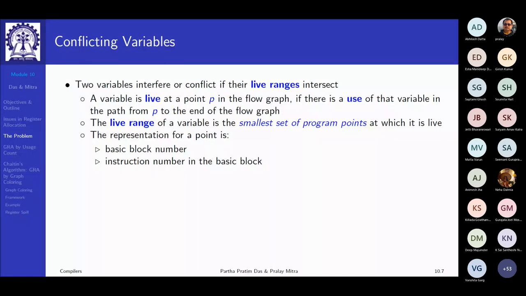So now if two variables' live ranges intersect, that means that there is at least one program point where both of them are live at the same time. And these are called the conflicting variables. Now, how do we represent a program point? It is easy. Every program point will belong to some basic block. So we put the number of the basic block and the serial instruction number in the basic block. So this doublet will uniquely define every program point in the program, and we'll be able to see whether their live ranges are intersecting or not.